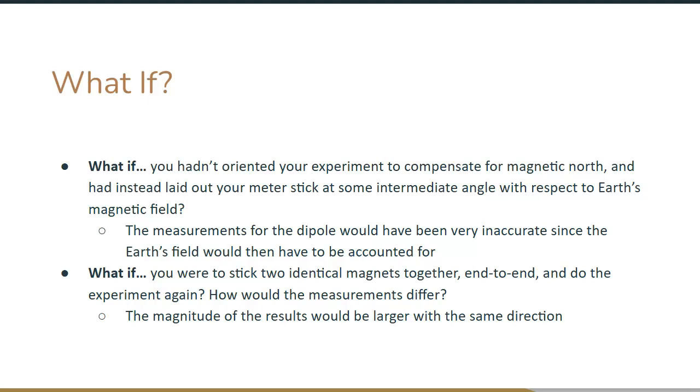What if you were to stick two identical magnets together end to end and do the experiment again? How would the measurements differ? The magnitude of the results would be larger, not necessarily 2 times, but still larger with the same direction.